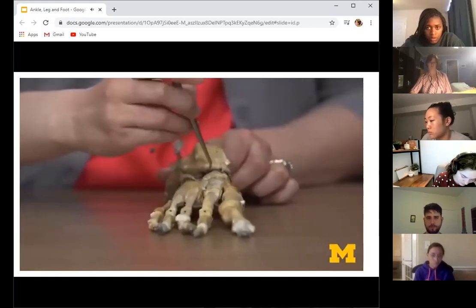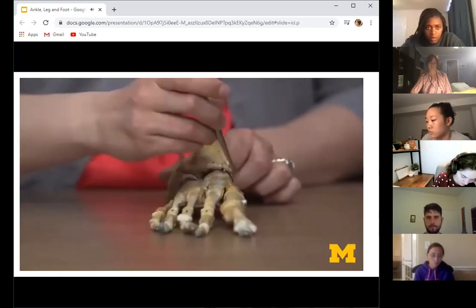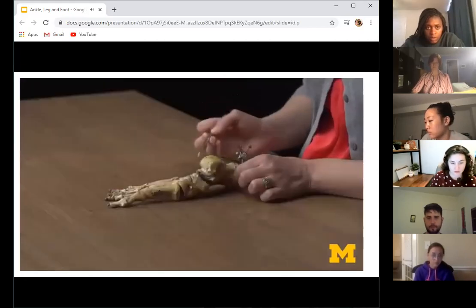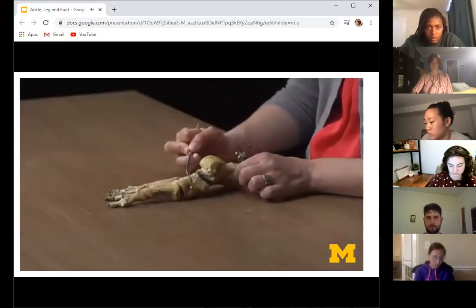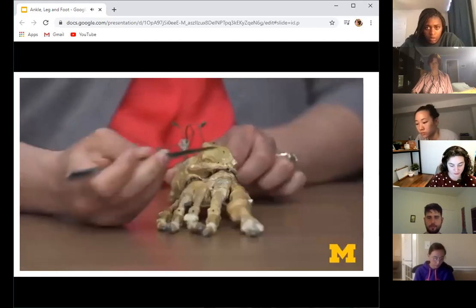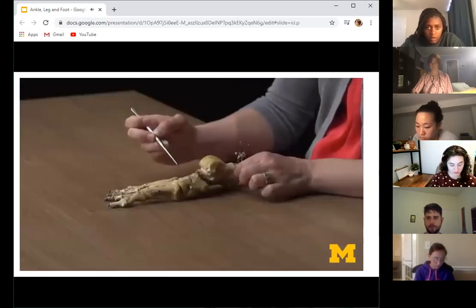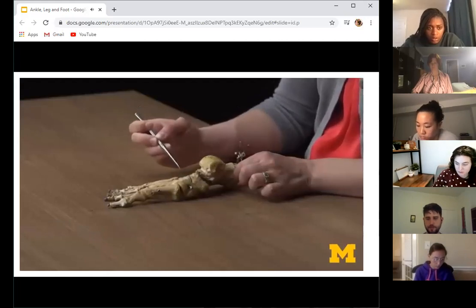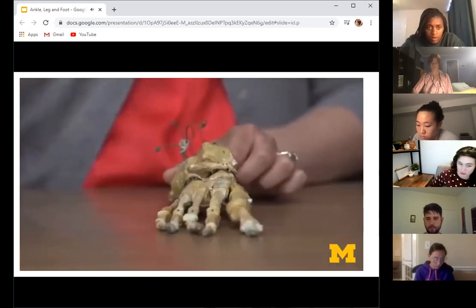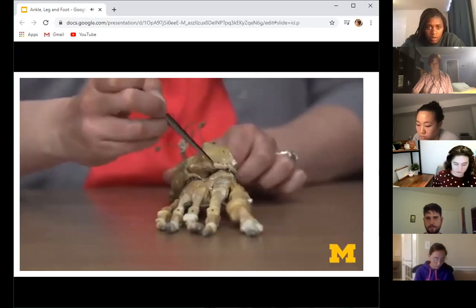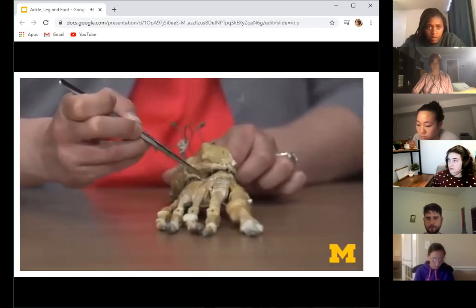You'll have your navicular, which is kind of ship-shaped. That's what it gets its name from. Your cuboid right here. And then you're going to have 3 cuneiforms. You'll have your medial, intermediate, and lateral cuneiforms. And sometimes you hear these referred to as first, second, and third cuneiforms.